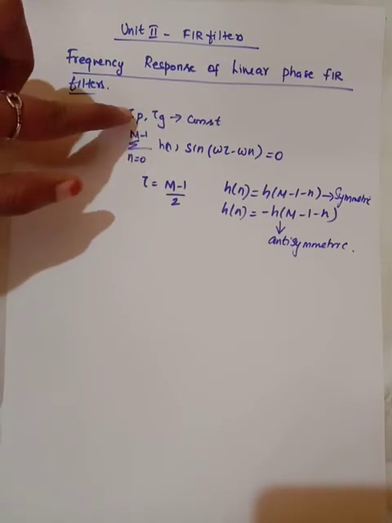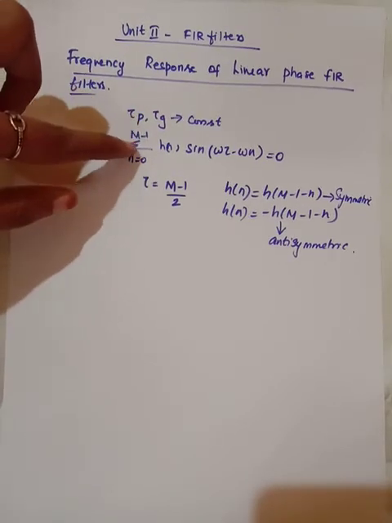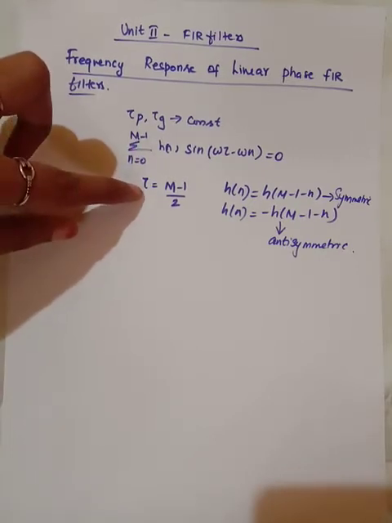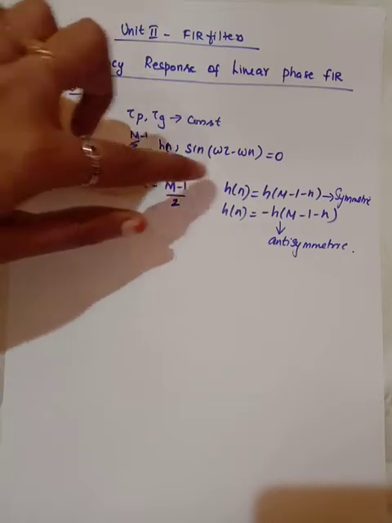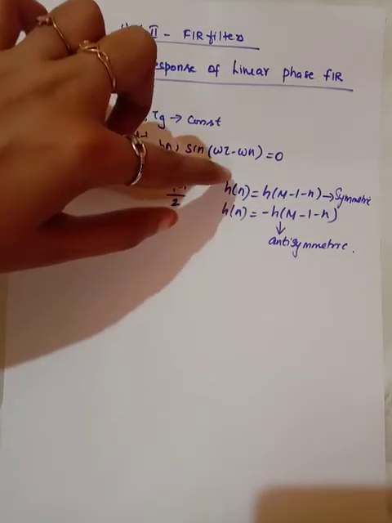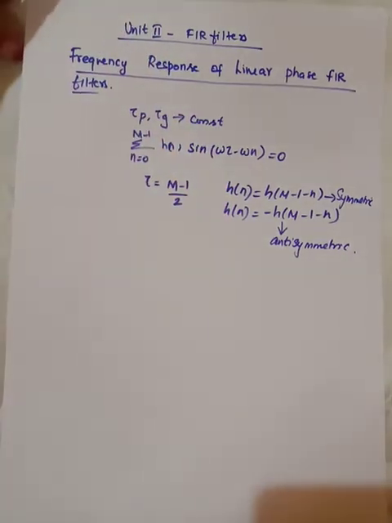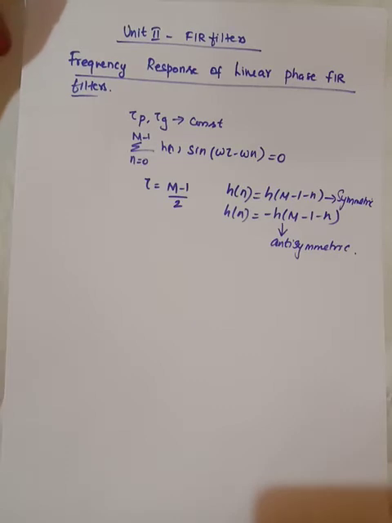Next, in order to have constant group delay and phase delay, it should satisfy this condition. We also discussed that tau is equal to (M minus 1) by 2, and these are the two conditions for symmetric and antisymmetric response. Now, the next topic is the frequency response of the linear phase FIR filter.